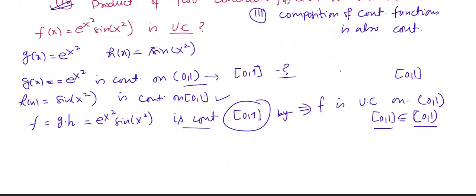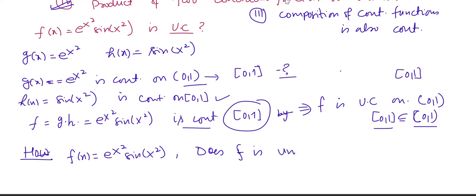There is a homework for all of you. You have to check for this same function f(x), e raised to the power x square sin x square, whether f is uniformly continuous on the whole real line. Is this true or false? This is the question that you have to check.